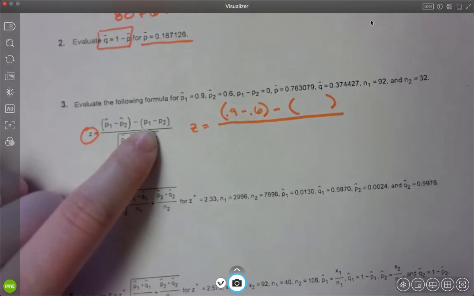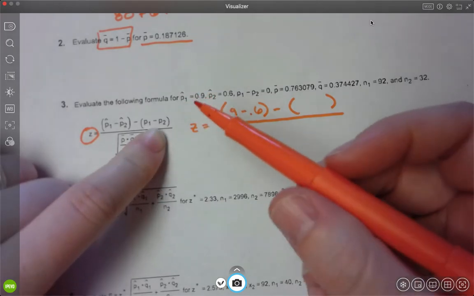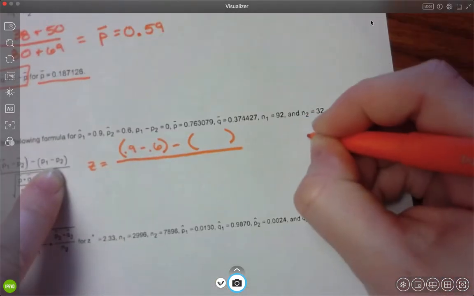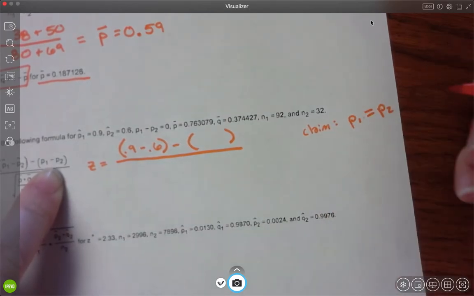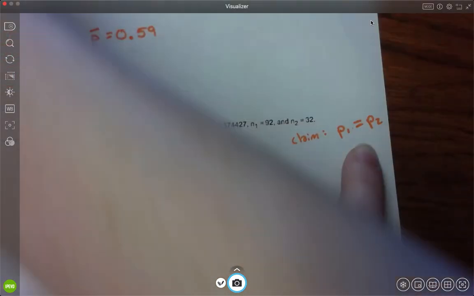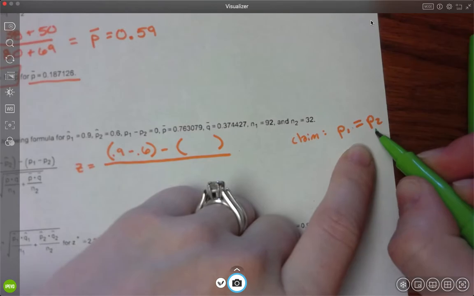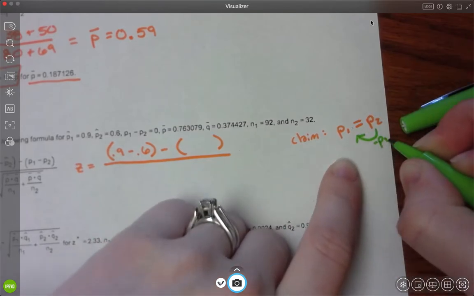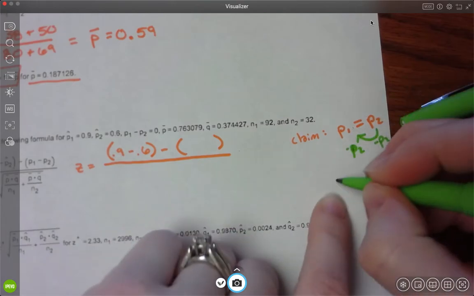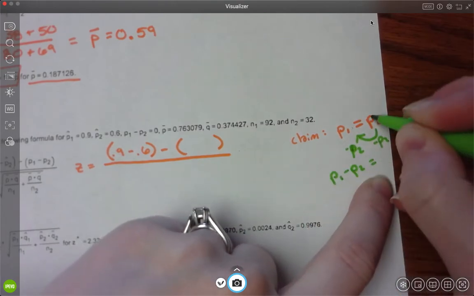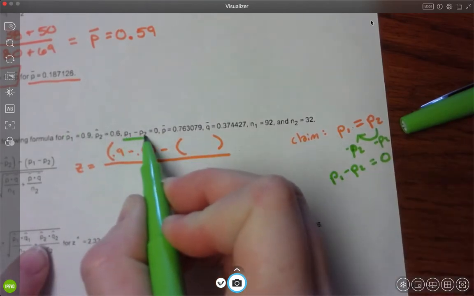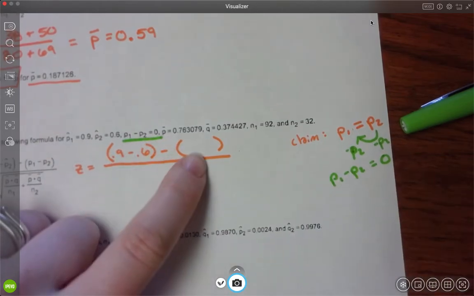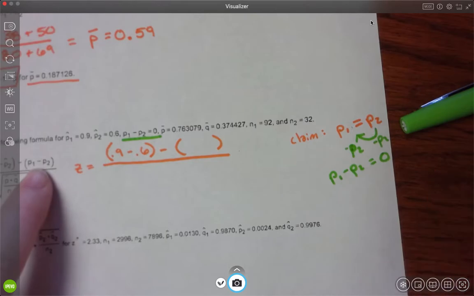okay, this is another weird thing, P1 minus P2, if our claim is that P1 is equal to P2, okay, think about what this would look like if I take and I want to move the P2 to this side. I would subtract P2, minus P2. So I would have P1 minus P2, and that would be equal to, over here, 0, okay? So when they say this right here, P1 minus P2 equals 0, that is just consistent with our claim, okay? So I have P1 minus P2 here, and I'm going to fill in 0 for that, if that makes any sense at all.